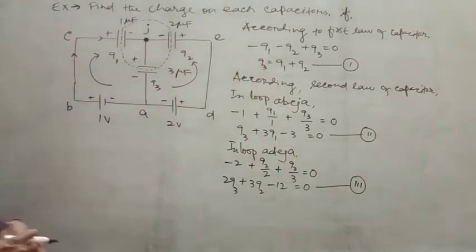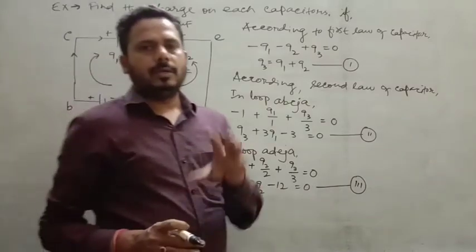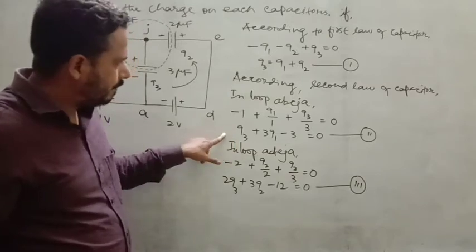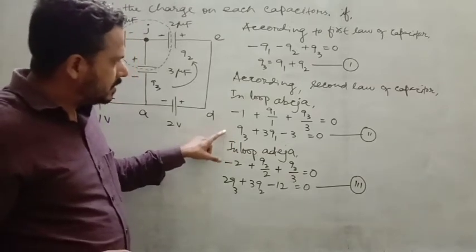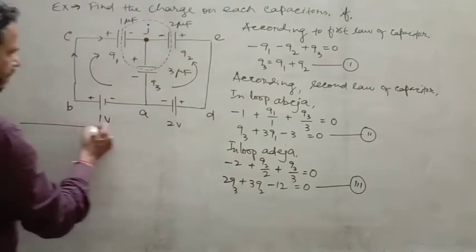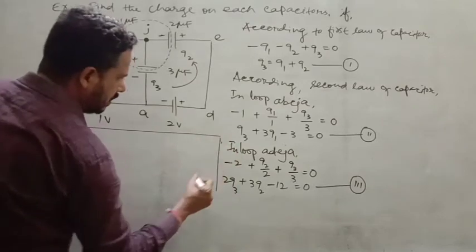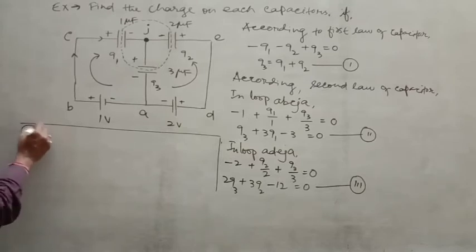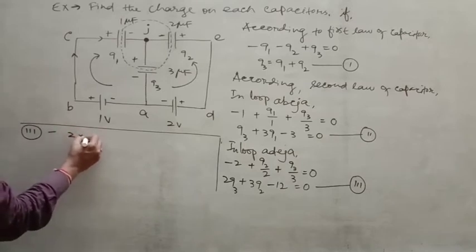Next, multiply equation 2 by 2, and then subtract it from equation 3. So from equation 3, subtract equation 2 multiplied by 2.